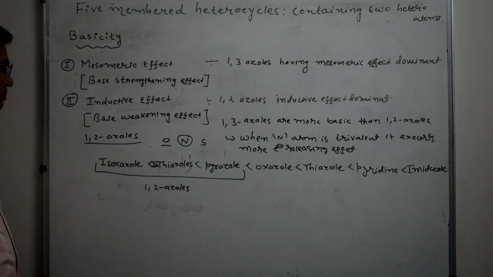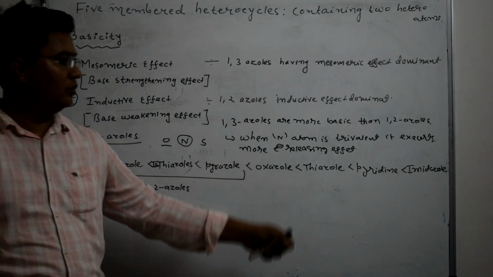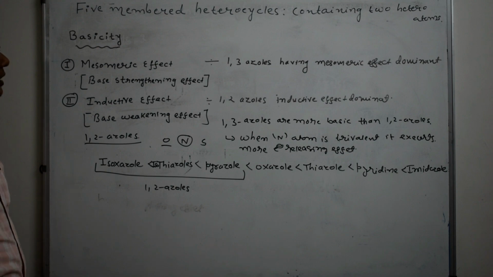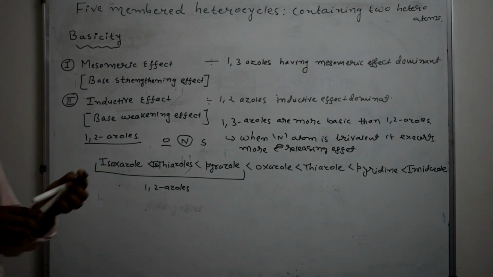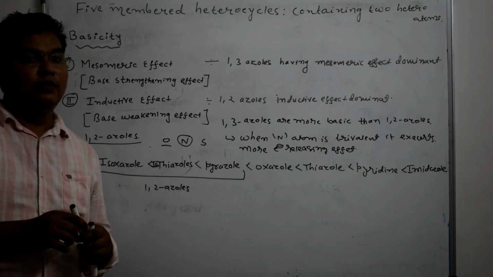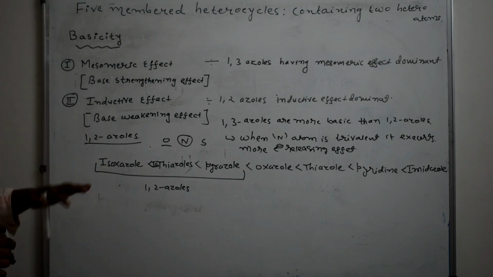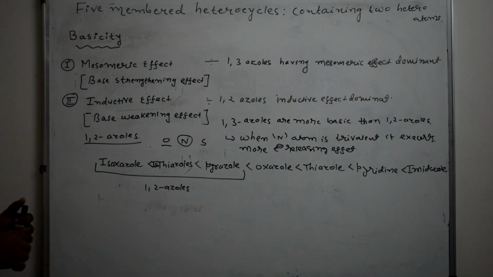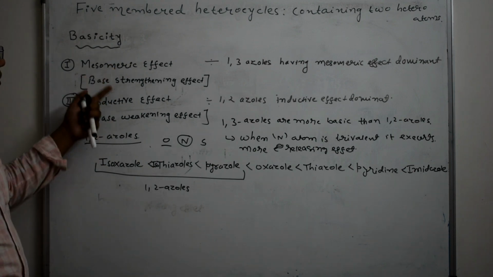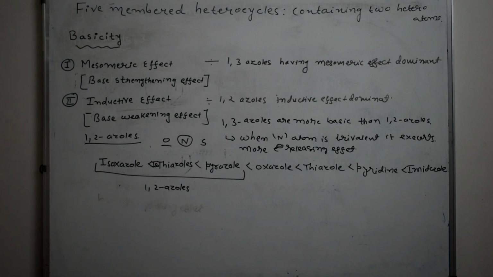The least basic will be isoxazole, then isothiazole, pyrazole, oxazole, thiazole, pyridine, imidazole, and then pyrrole, as we know that pyrrole has the lone pair of electrons which it donates into the mesomeric effect or electron-releasing effect. So this is all about the basicity. Now let us move forward towards the reactivity. As we saw in basicity, these two effects will play a role in reactivity also.